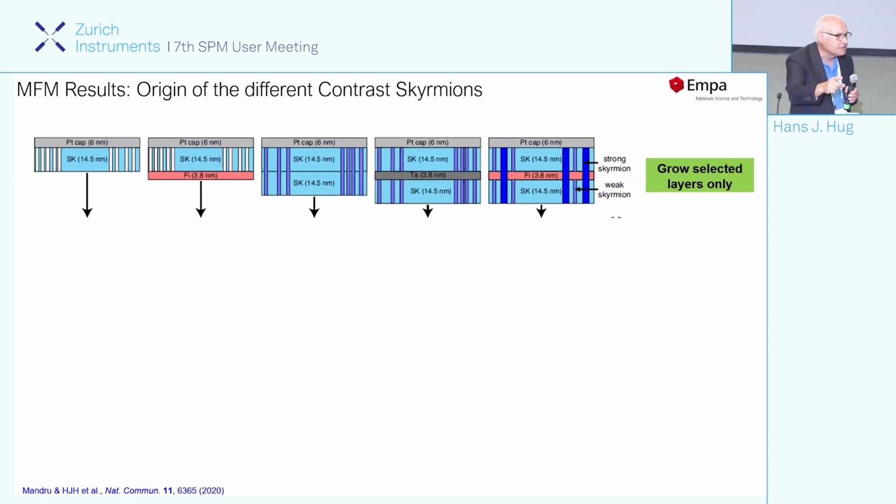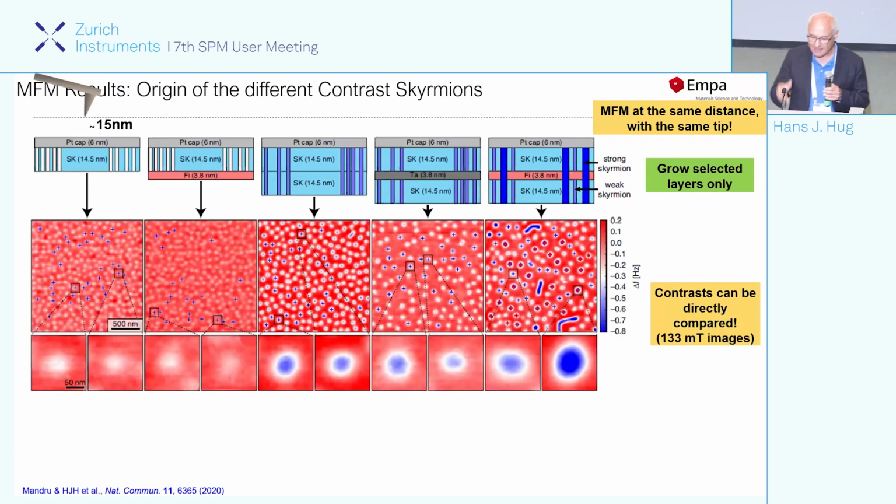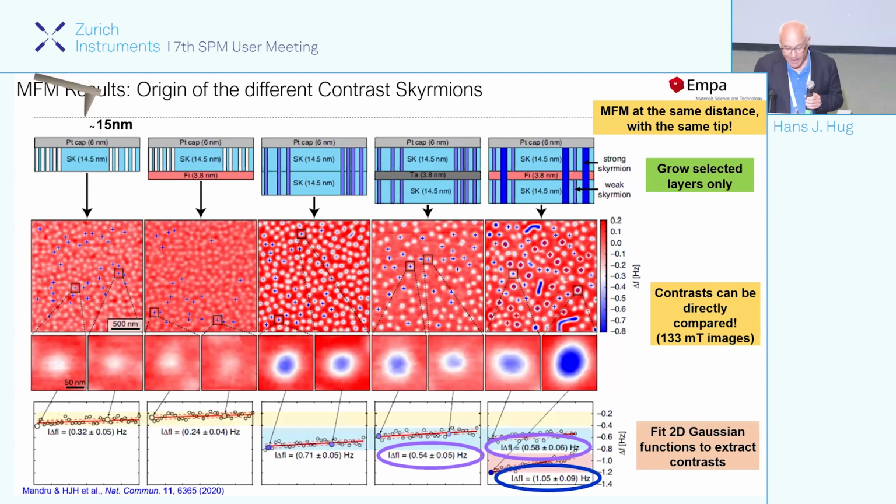So no tip changes are allowed, right? And you have to have the same distance, even a few days later. And thanks to this sideband, second sideband control, that's possible. So we can measure on all these different samples in exactly the same way. And that permits a quantitative evaluation of the contrast.